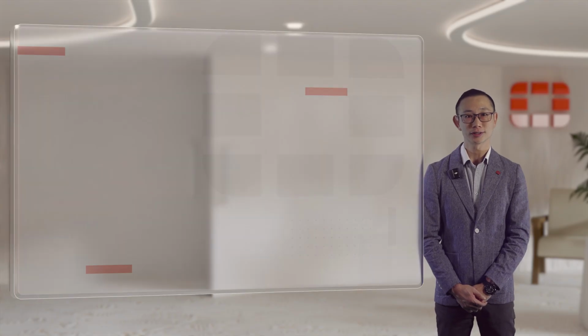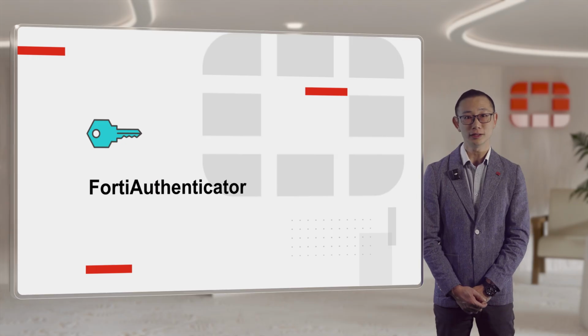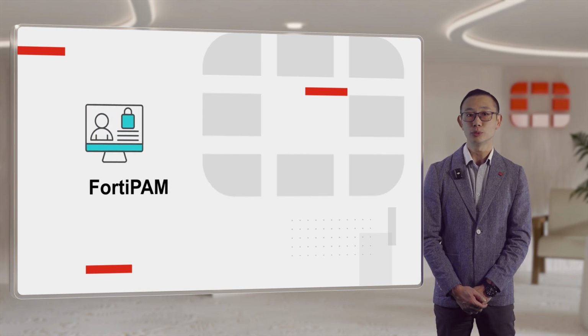Today, I would like to spend a few minutes to introduce some of the latest developments in the Fortinet Identity Access Management (IAM) portfolio. When we refer to identity access in Fortinet, we talk about a few products. FortiAuthenticator, which provides user authentication and MFA with VM or hardware options. FortiIdentity Cloud, which is a SaaS version of the identity service. And also FortiPAM, Privileged Access Management, which secures privileged accounts and sensitive system access.